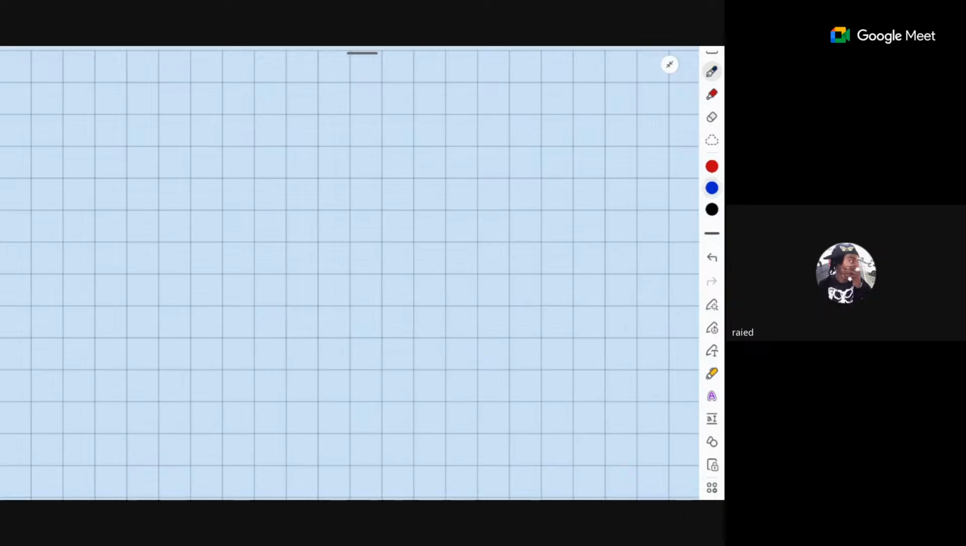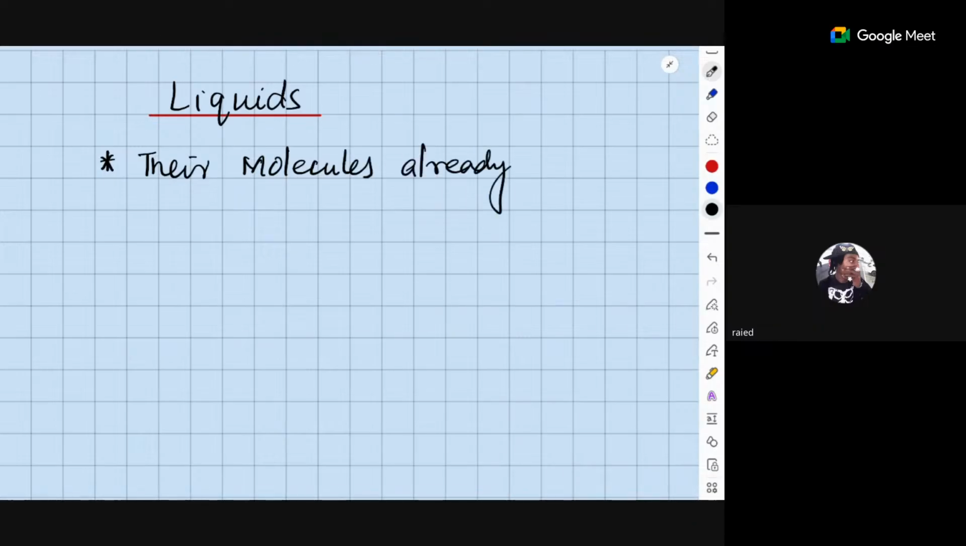Now we have the second type of substance, that is the liquids. In liquids we have more expansion than that of the solids. Why? Because the liquid molecules are arranged in the form of groups, and they already have weak forces.